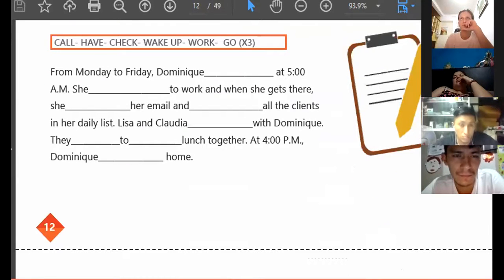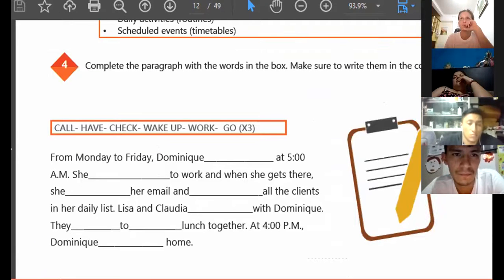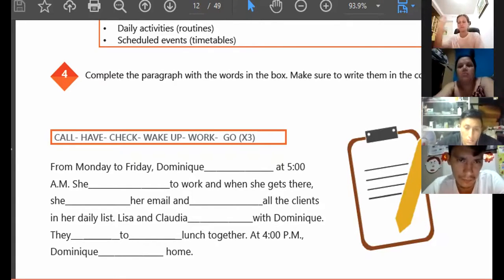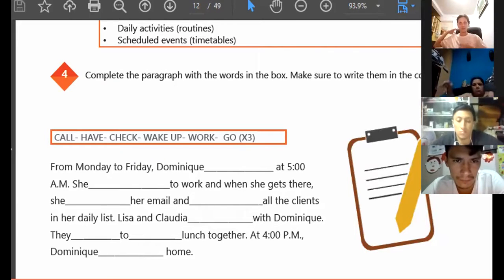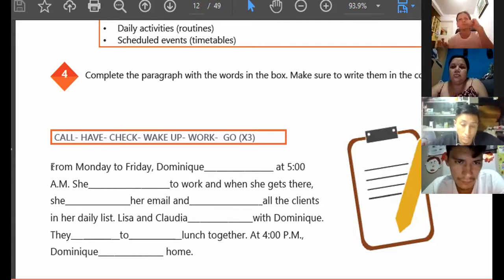Okay. It says, complete the paragraph with the words in the box. Make sure to write them in the correct form. Okay. Now, everybody reading the paragraph. We have to write these verbs in the spaces in blank, okay?